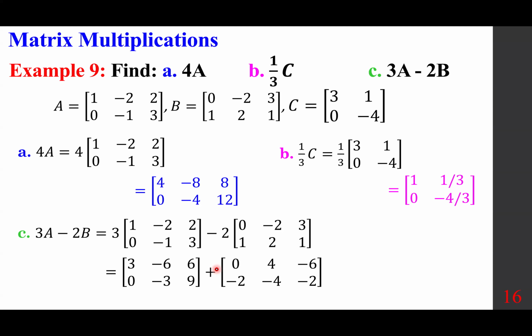Just add them up. 3 and 0 is 3, minus 6 and 4 is negative 2s. These two cancel each other, 0, minus 2, minus 7, plus 7. And that's the final answer.